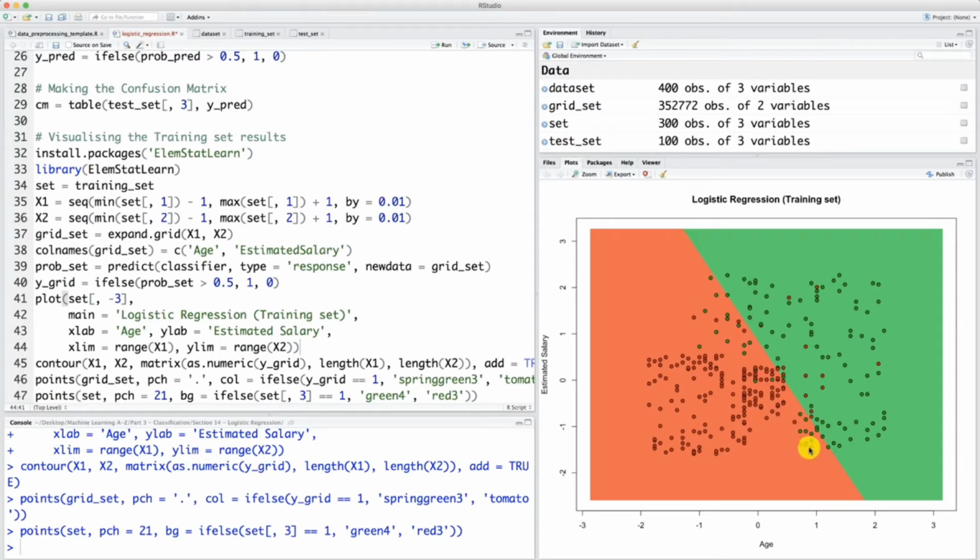However, it seems to have trouble catching some green users here who, in spite of their low salary, bought the luxury SUV, as well as those other green users here who also bought the luxury SUV. Because as you can see, these green points here and those here are in the red region, which is the region where our classifier predicts that the users don't buy the SUV.